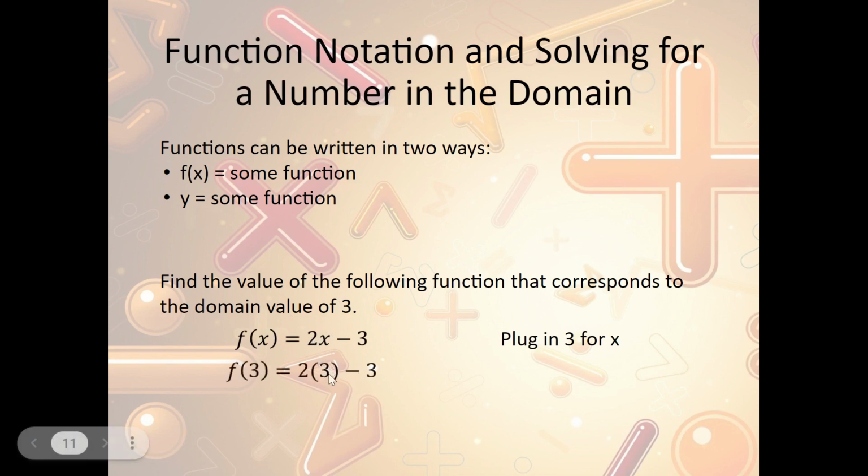Now I solve. So I'm going to multiply 2 times 3, and I get 6. 6 minus 3 is 3. So when x is 3, y is also 3. And if I were to plug in any other number, so let's say this was 4, I would just plug 4 in for x. If it was -8, I would plug -8 in for x. So whatever number they give you, that's the number you plug in for x, and then solve.